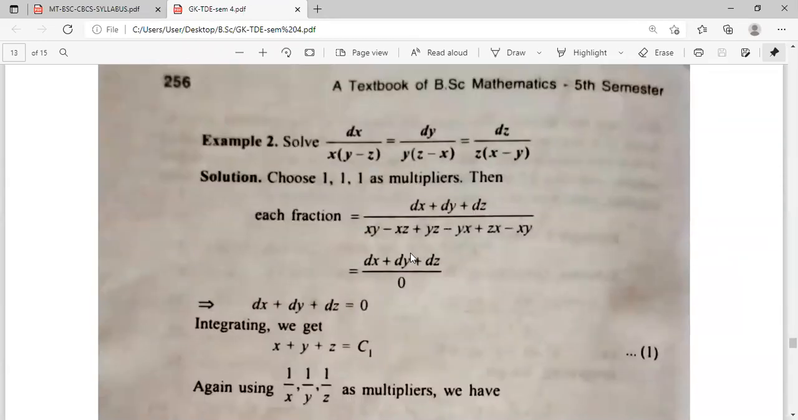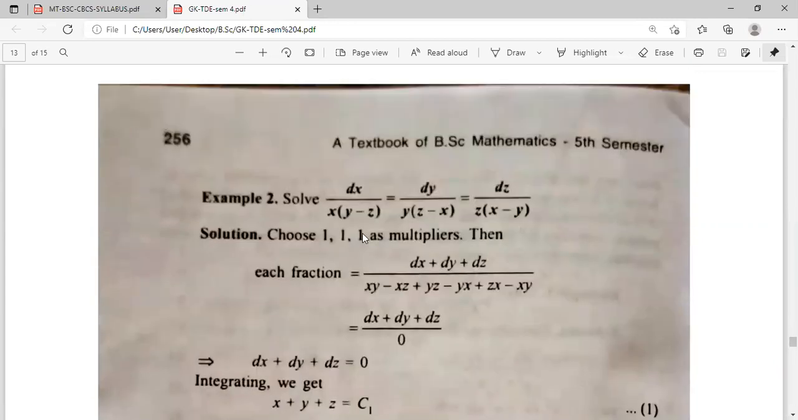Now we'll take one problem. You see this is by observation. If there is no change, otherwise we have to go for the trial and error method by seeing the expressions. First, you take 1 1 1 as multipliers. If you take 1 1 1 as multipliers, each fraction is equal. There are three fractions, this is one, this is the second, this is the third. Each fraction is equal to 1 into dx plus 1 into dy plus 1 into dz.